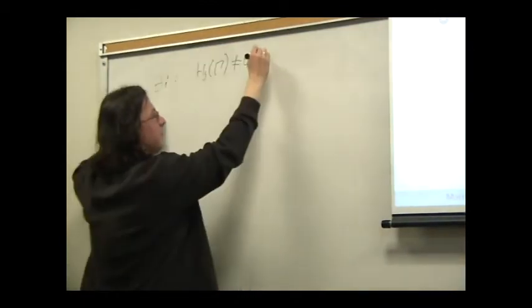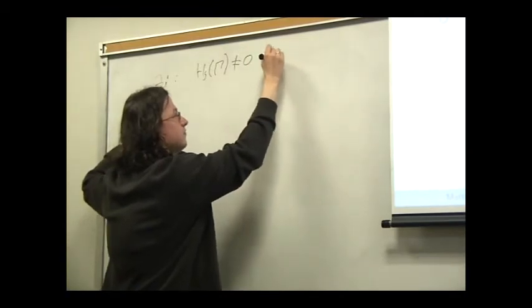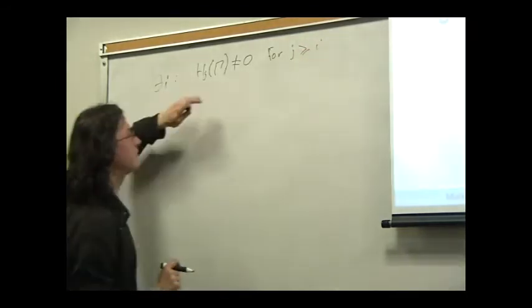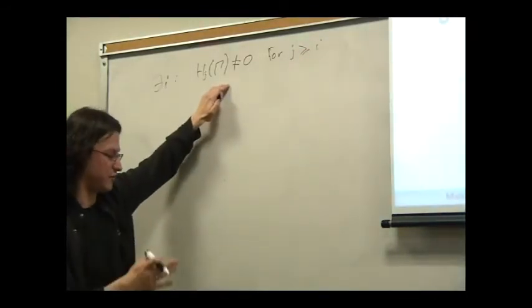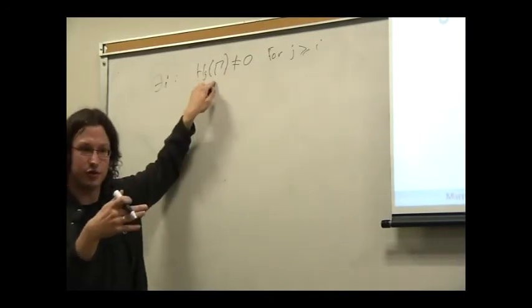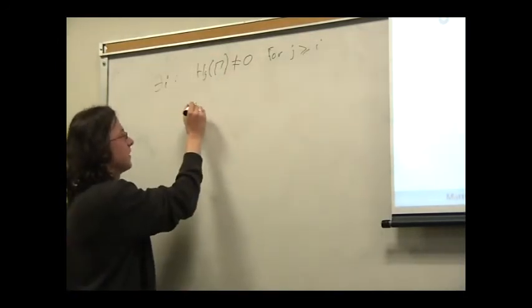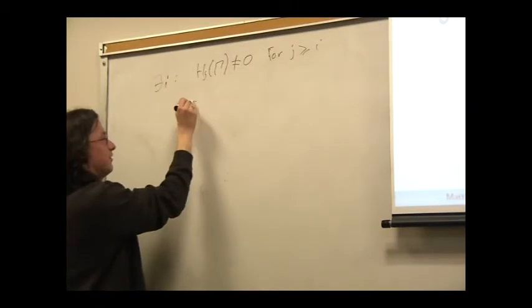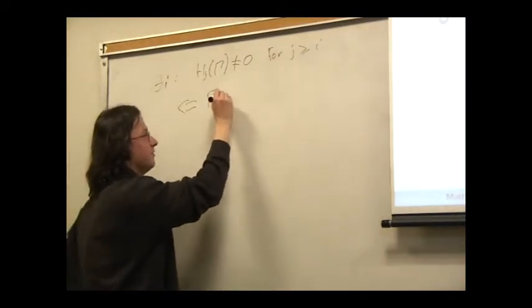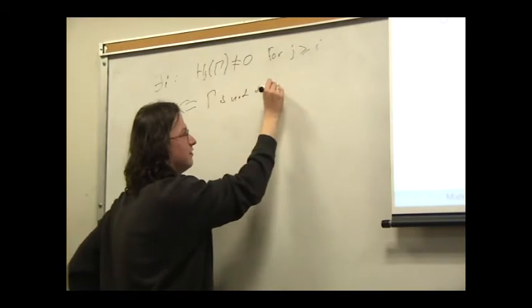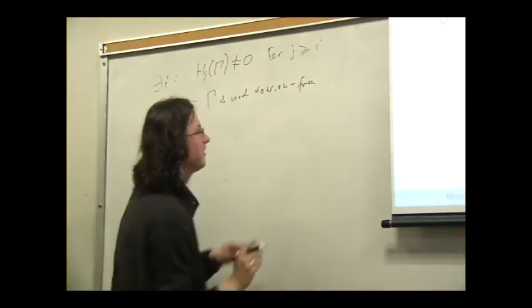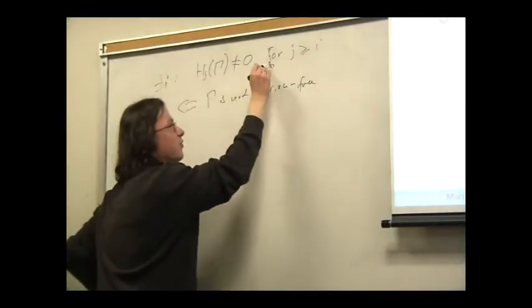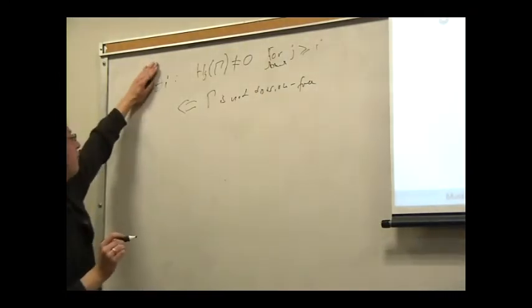So that's what I mean, for j greater or equal to i. That means we have non-trivial homology groups as far as we go. Then it follows, actually, it's the other way around. So if gamma is not torsion-free, we get homology groups as far as we want, for every i, that is.